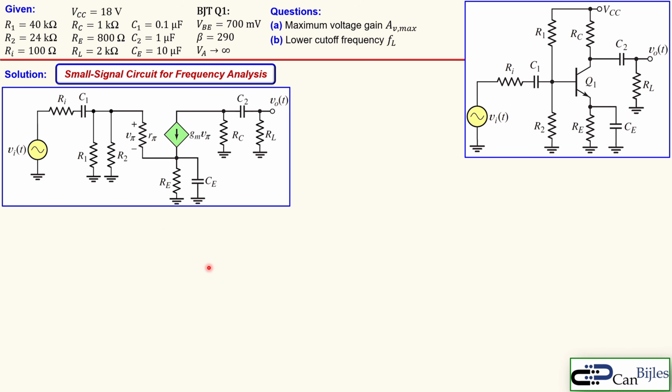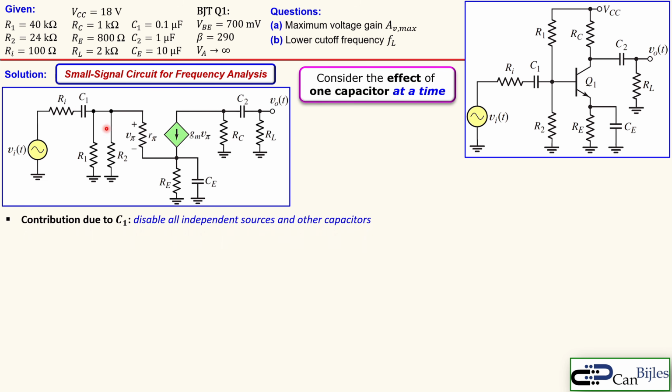So we will now determine the lower cutoff frequency by using the short circuit time constant method. This is a very powerful method to determine the lower cutoff frequencies. You also have the open circuit time constant method, which is then used for the upper cutoff frequency analysis. So what I will do is consider the effect of one capacitor at a time, like actually superposition, and then we will use those partial effects to determine the lower cutoff frequency.